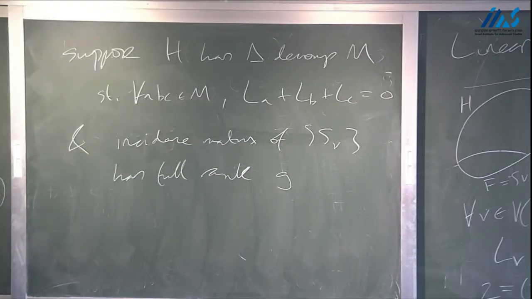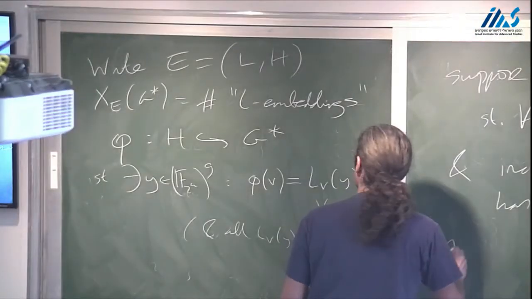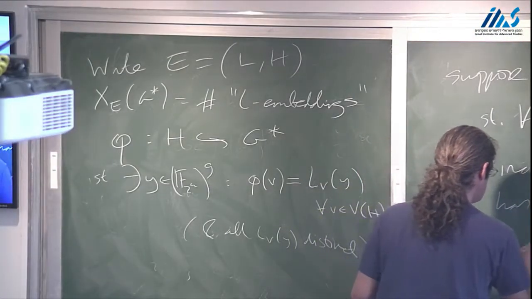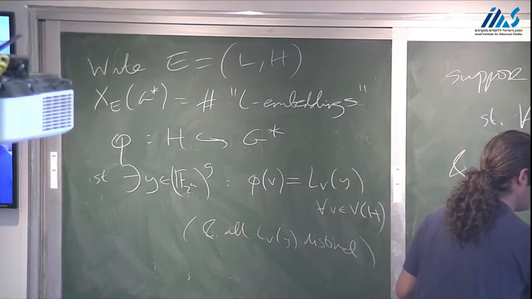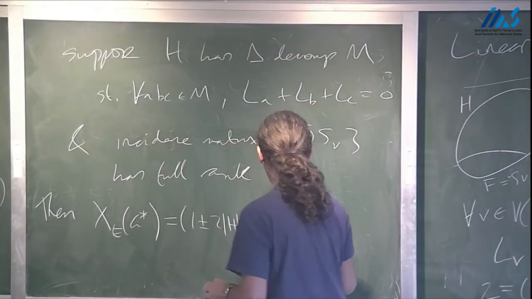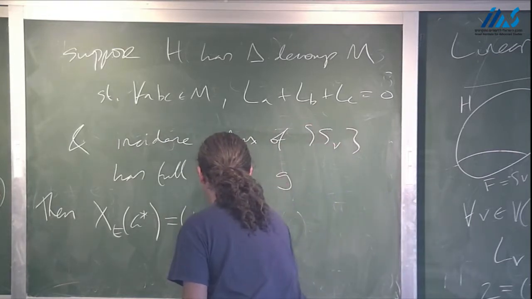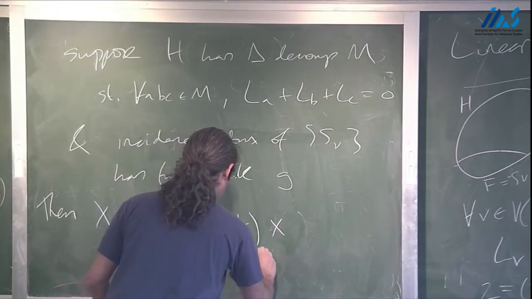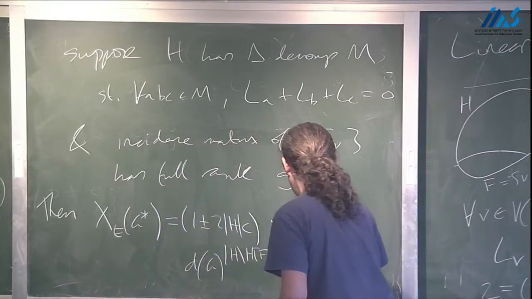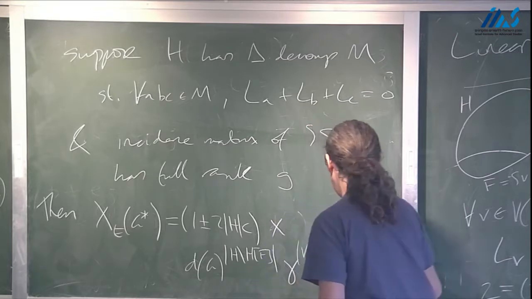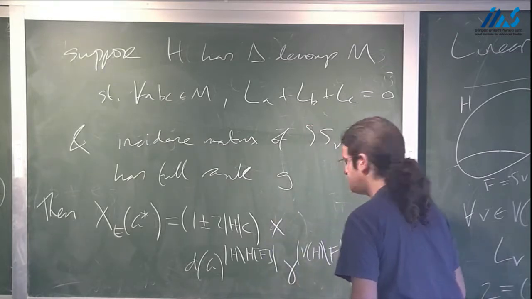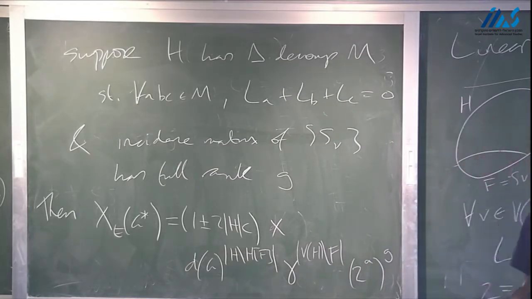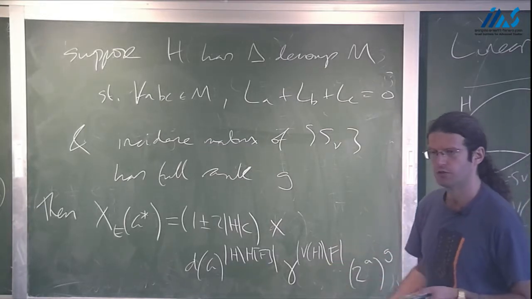Then I can tell you a formula for these extensions. 1 plus or minus, let's say, twice the number of edges times c, times the density to the number of new edges, etc., times gamma to the number of new vertices, and 2 to the a to the power of the dimension. So the proof is similar to the one I showed. I showed you this for a particular case of the shuffle extension, and this holds more generally.